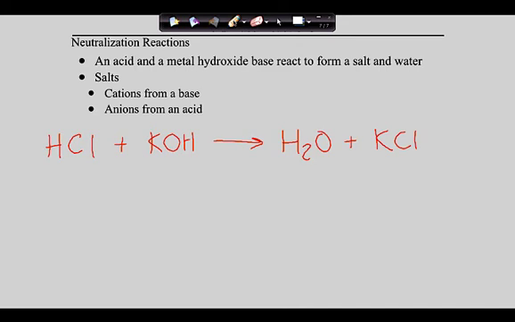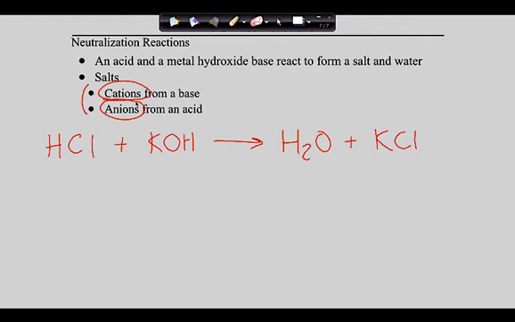Yep, there we go. Okay, so guys, in reference to this thought right here, the cation in the salt came from the base, right? That's where the potassium came from. The anion in the salt came from the acid. That's the Cl. That'll always be the case. Okay. Now with that said, let's balance this.